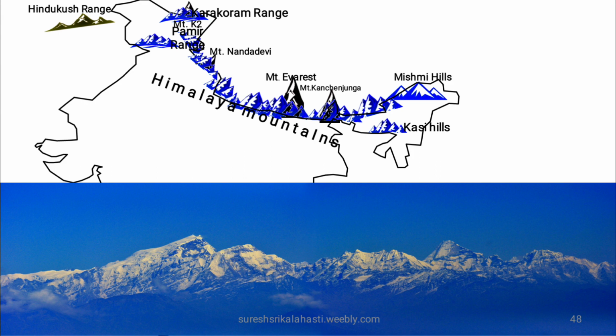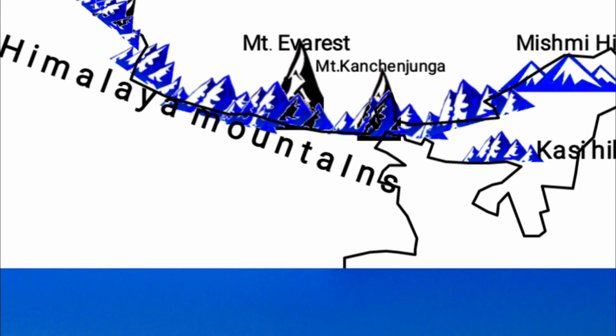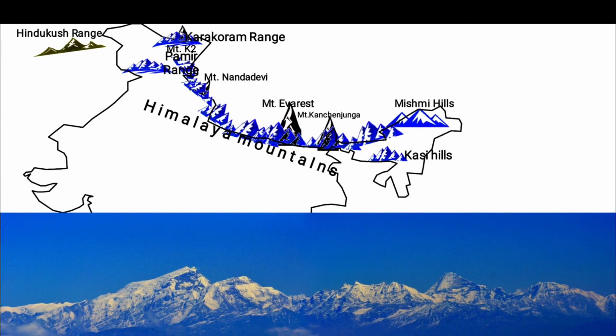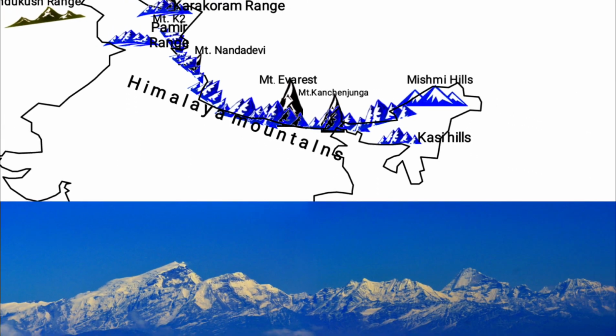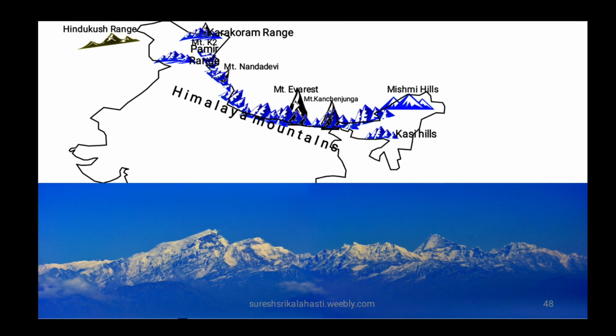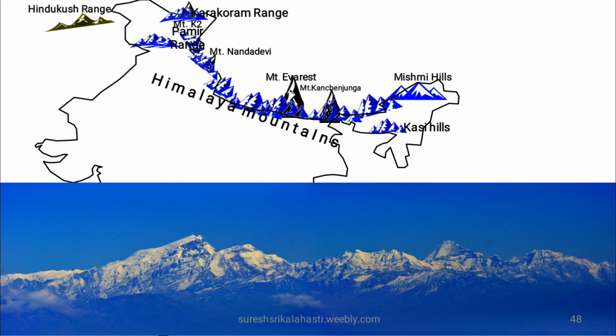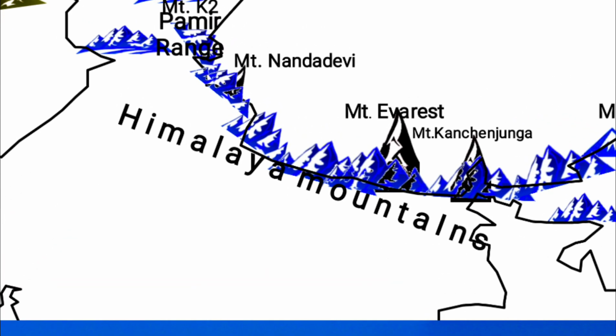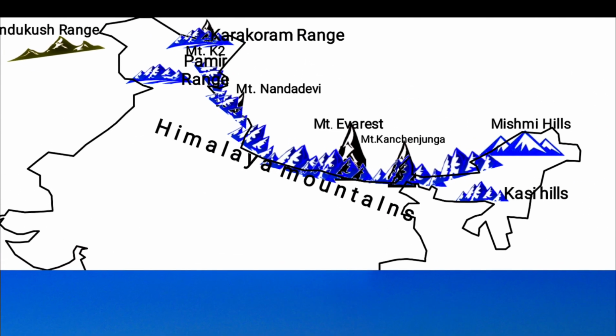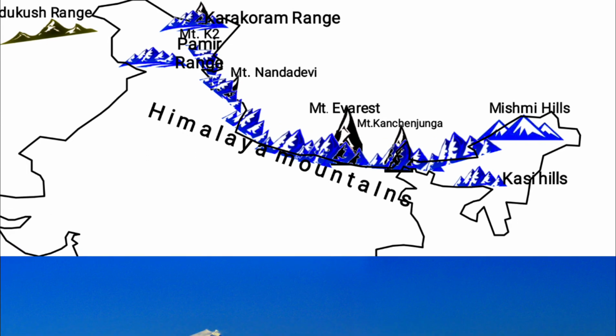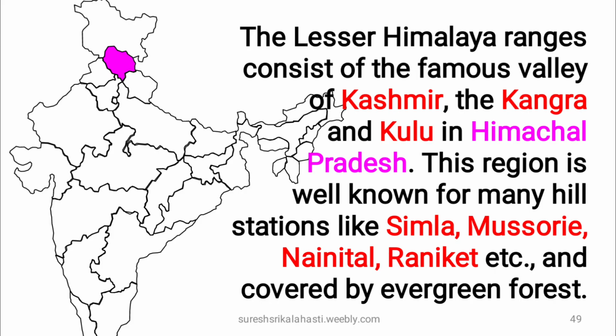See here the Hindu Kush range, Karakoram range, Pamir range, Mishmi Hills, Khasi Hills, like that, and also Mount Everest, Mount Nanda Devi. See here Mount Everest. Next Mount Nanda Devi, Mount Kanchenjunga. Next, Mount K2. Observe here, Mount K2. These are the highest peaks in the Himalayas.